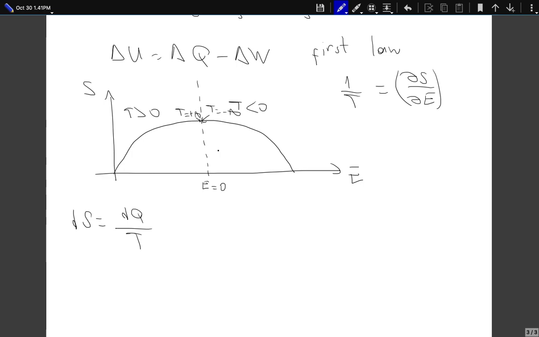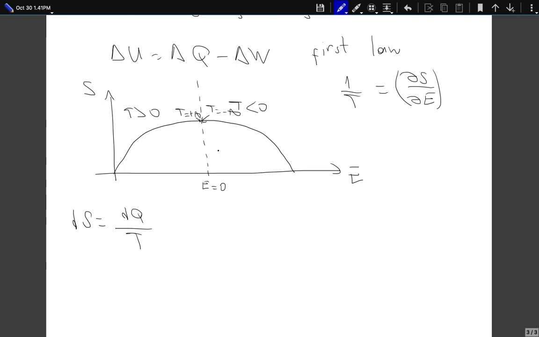And if you have a system that cannot have negative temperatures, these two systems will never come to equilibrium. Well, okay, let me rephrase it. They will eventually come to equilibrium, but the equilibrium will always be at positive temperatures.